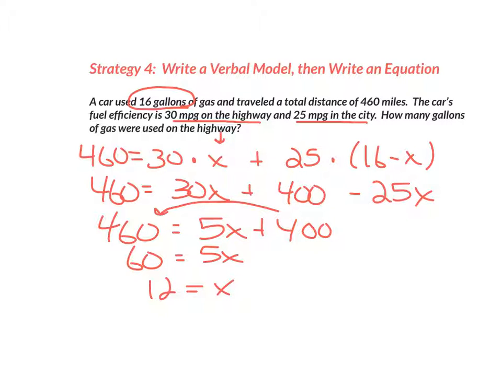Now think about what x was. X was how many gallons were used on the highway, and that's what it's asking. 12. That means there was 4 in the city and 12 on the highway. So 12 gallons, should put gallons there, were used on the highway.